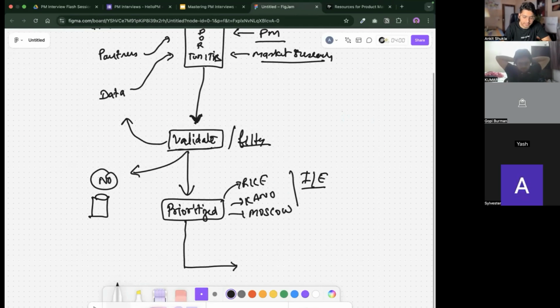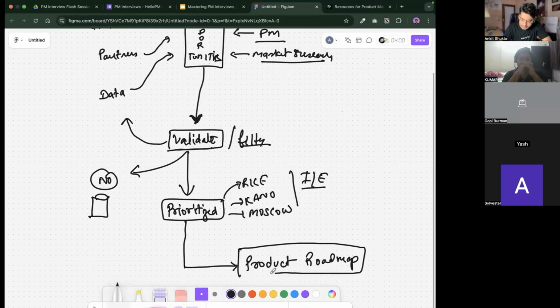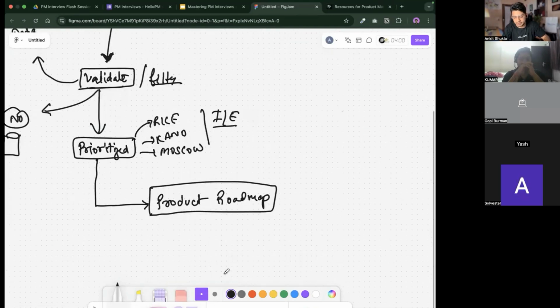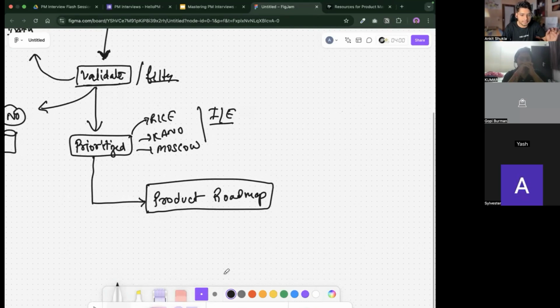After doing prioritization and validation and collecting the ideas, now you have the next step. Everything will come together to form a product roadmap. What is a product roadmap? A product roadmap is a high level depiction of what you are going to build in the coming time, or what problems you are going to solve in the coming times. It is a prioritized list of opportunities, problems, or solutions that you have. This is a high level document.